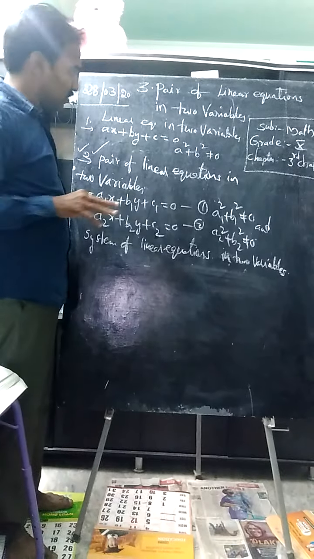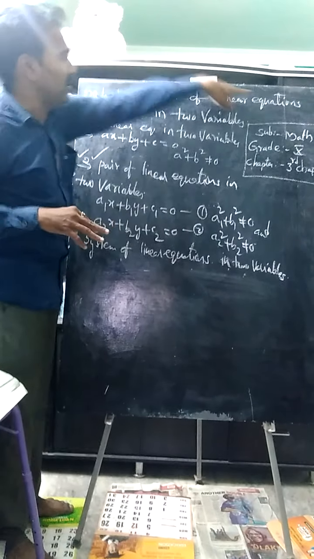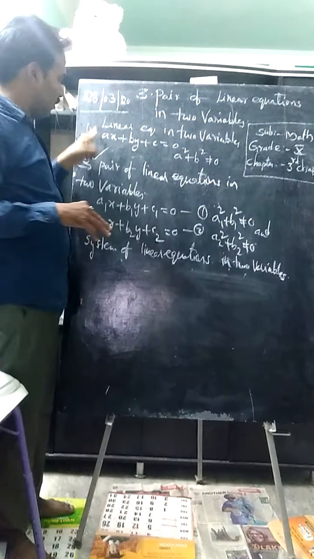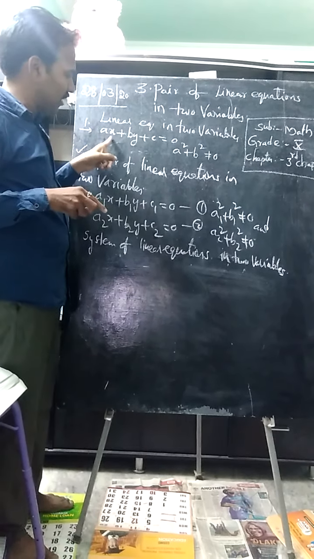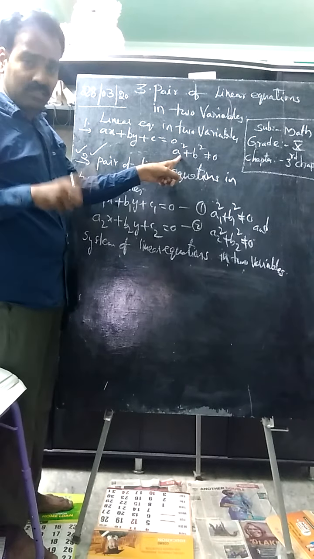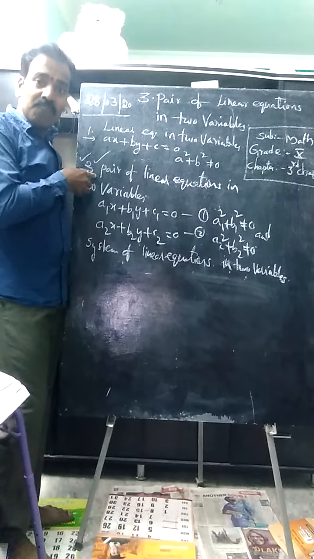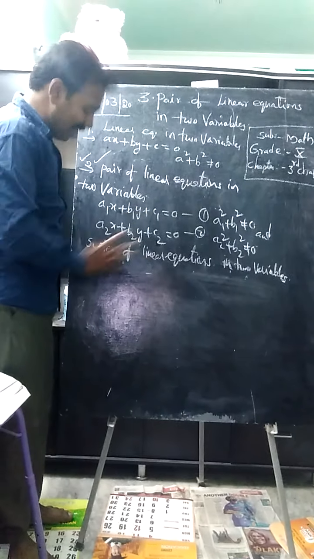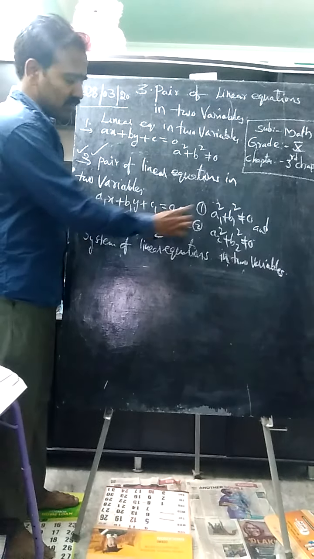So once again I am repeating, students, the topic of this chapter is pair of linear equations in two variables. The standard form of linear equation in two variables, as you learned in the previous class, is ax plus by plus c is equal to 0, where a square plus b square is not equal to 0. And the second standard form, of pair of linear equations or system of linear equations in two variables, is a1x plus b1y plus c1 is equal to 0.